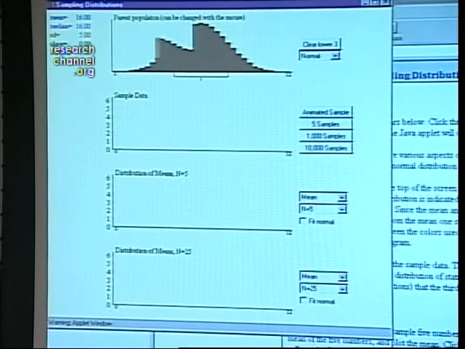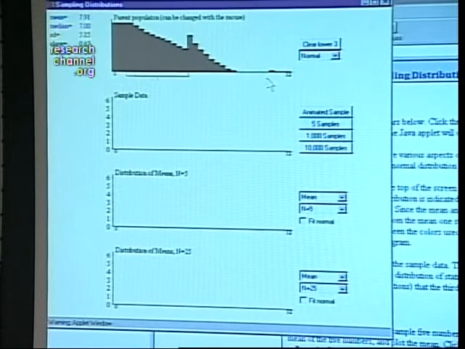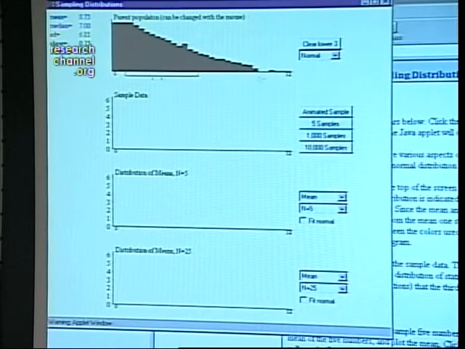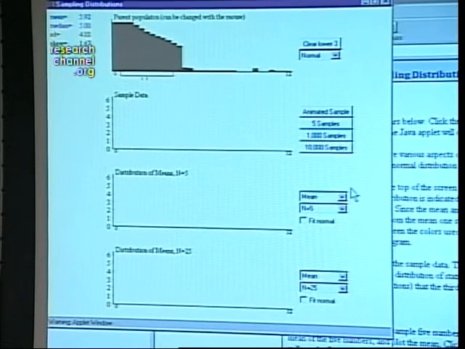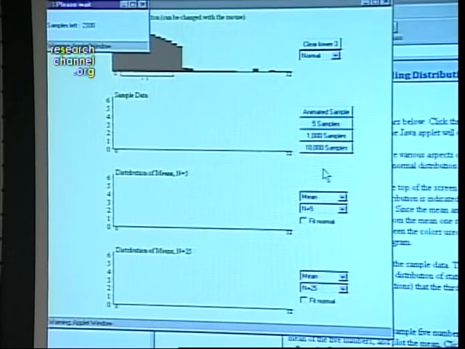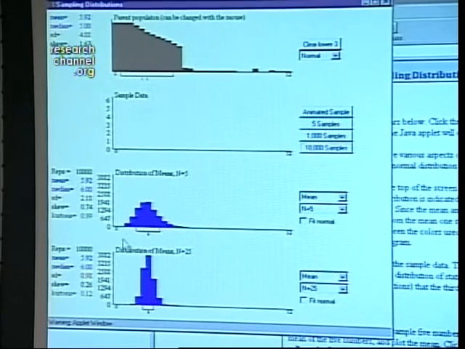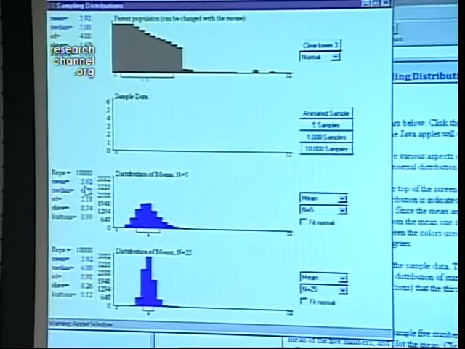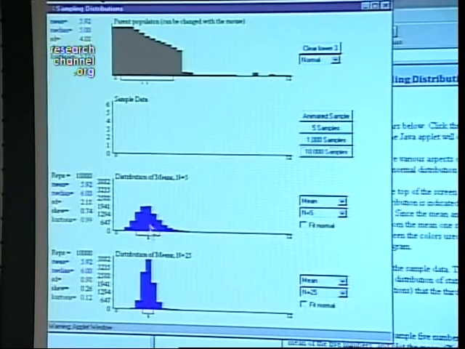Now, what would happen if I changed this parent population and made it very skewed? What do you expect would happen? I'll let you see. So I'm going to still keep a sample size of 5, a sample size of 25, and I'm going to look at 10,000 samples. So what we see is that actually the mean of 5.92, we still have a similar mean in these sampling distributions, the mean of the means, but what happens to the spread?